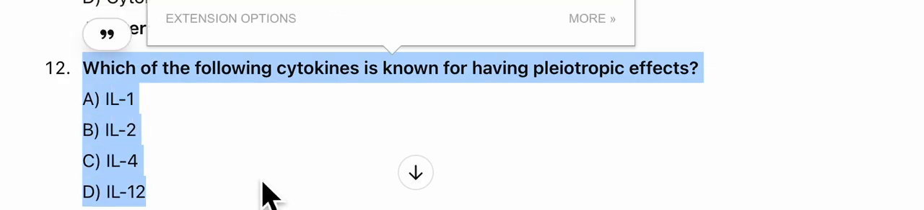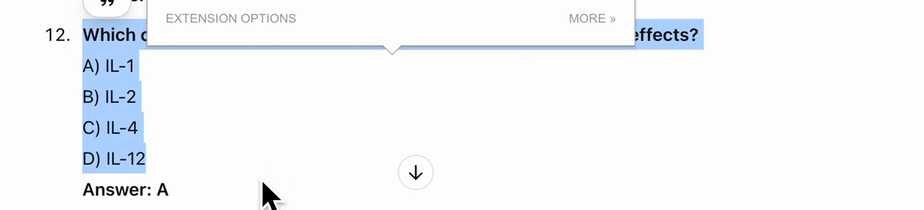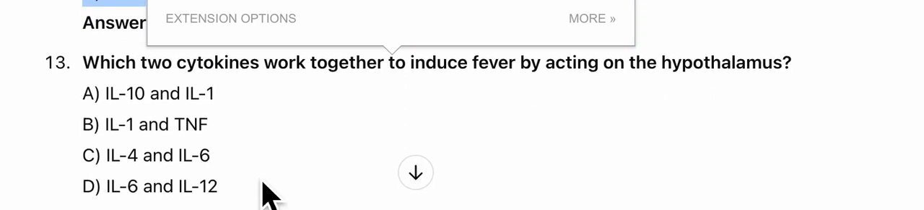Which of the following cytokines is known for having pleiotropic effects? A. IL-1, B. IL-2, C. IL-4, D. IL-12.